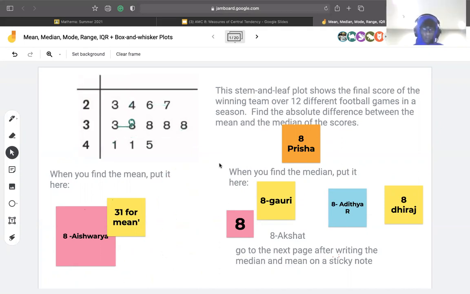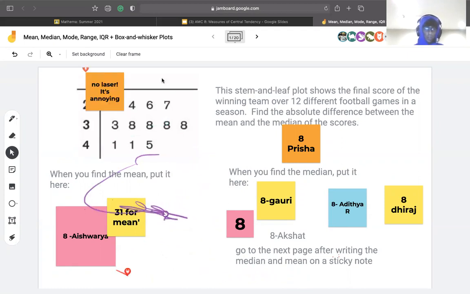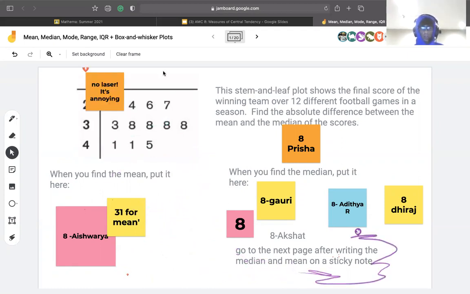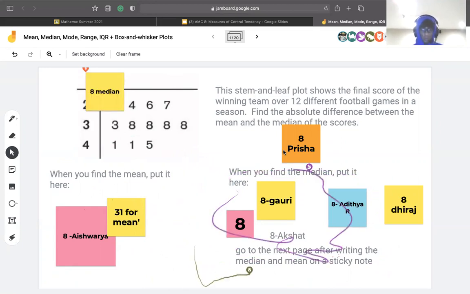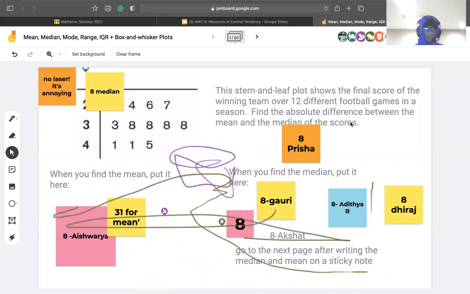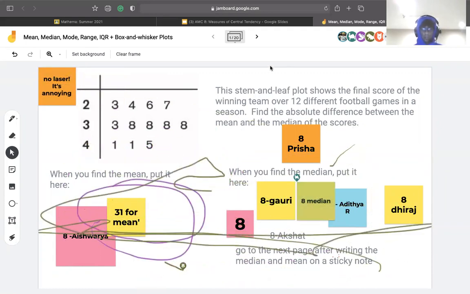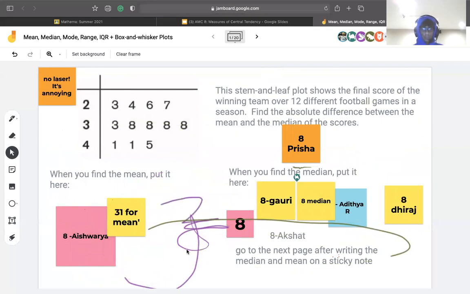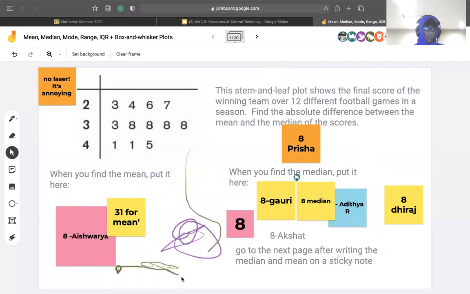Okay, yeah, so I see people are saying that 8 is the median and that 31 is the mean. Actually, I haven't seen many people put the mean. I've only seen one person say the mean. So, all right, I'll wait till more people write the mean.